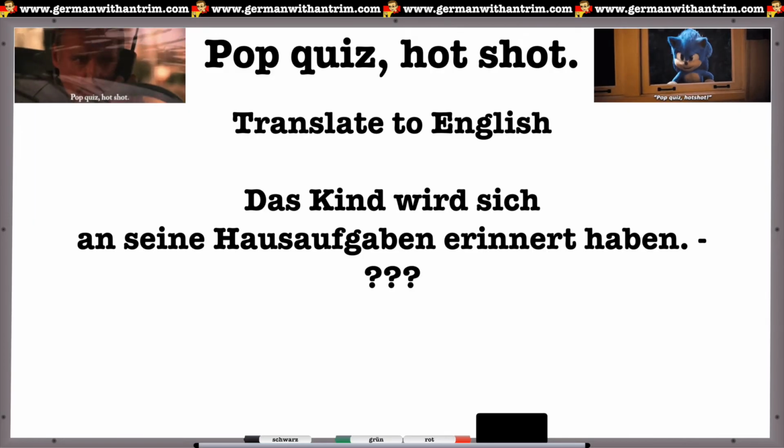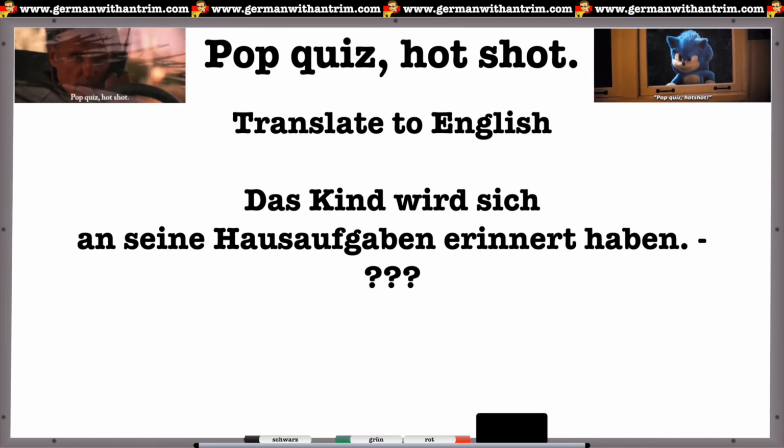Pop quiz, hotshot. How would you translate this sentence into English? Das Kind wird sich an seine Hausaufgaben erinnert haben.